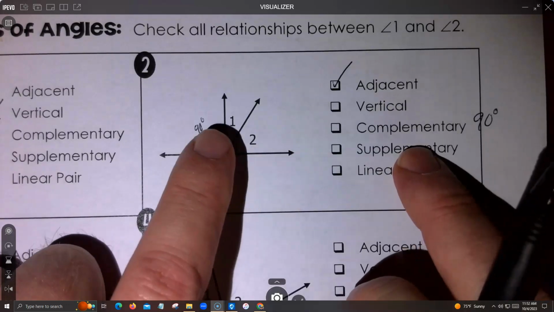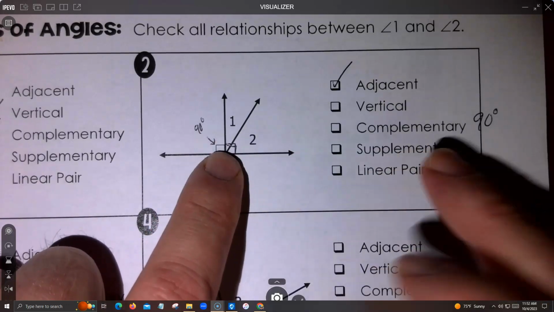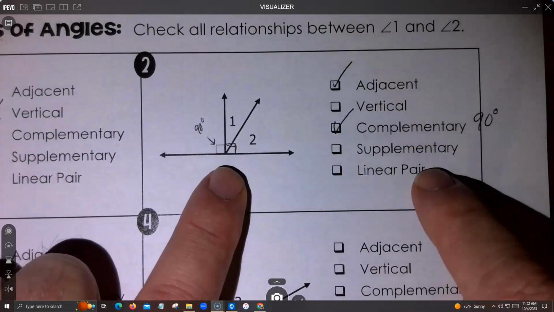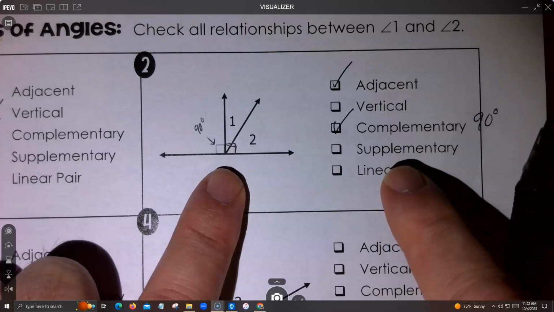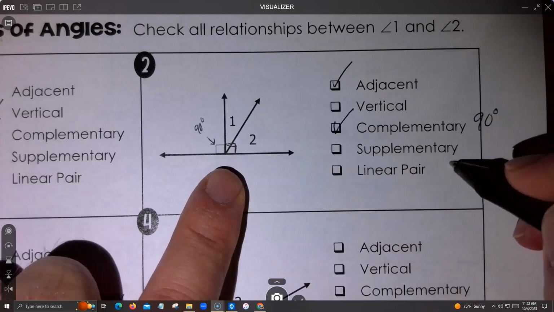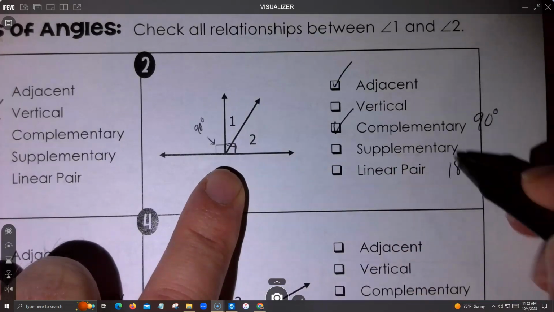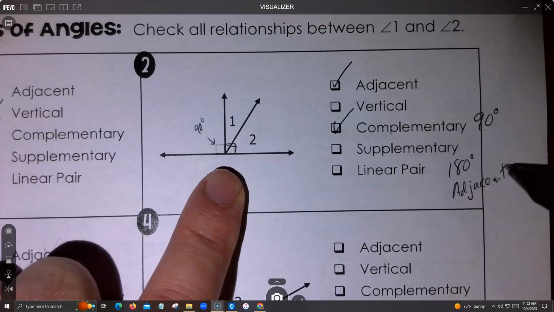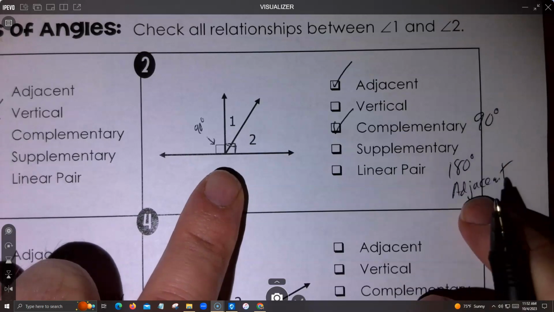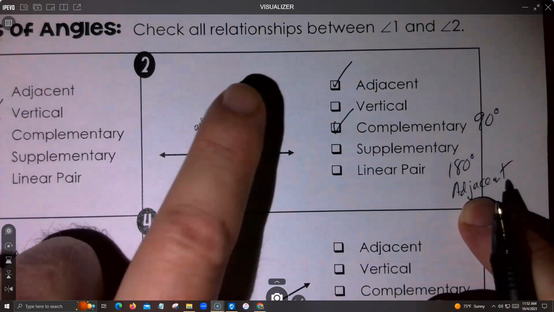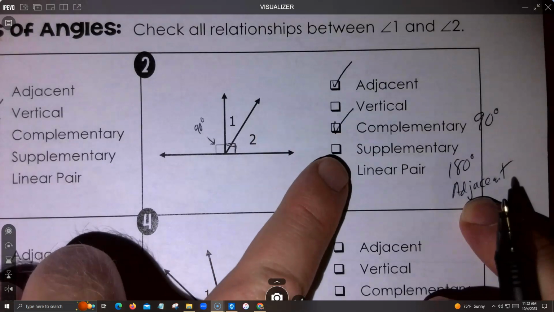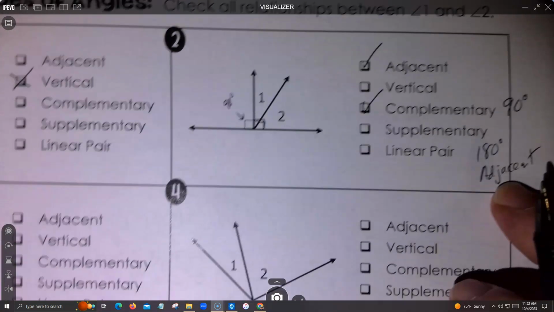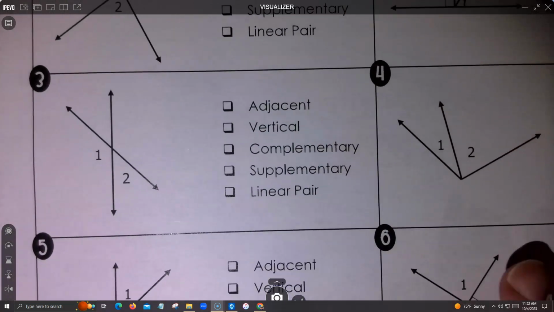All right, so are angle 1 and angle 2 complementary? Yes, they add to be 90. Are they supplementary? No. Are they a linear pair? Do they add up to be 180 degrees and are adjacent? Okay, remember those are the two things that it must meet. It must be angles that are glued together. So they are adjacent, but are they supplementary? No, so they can't be a linear pair. So that's out.